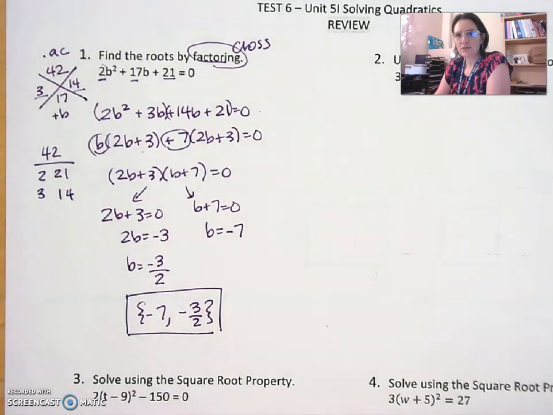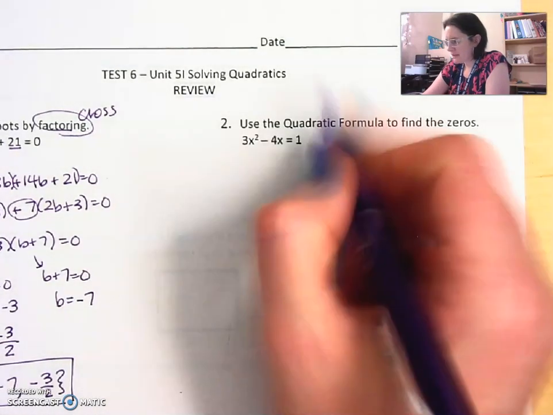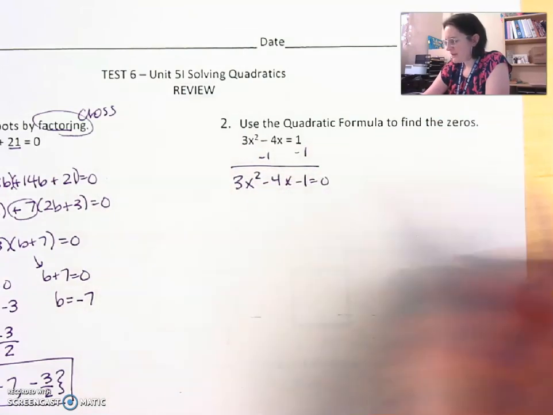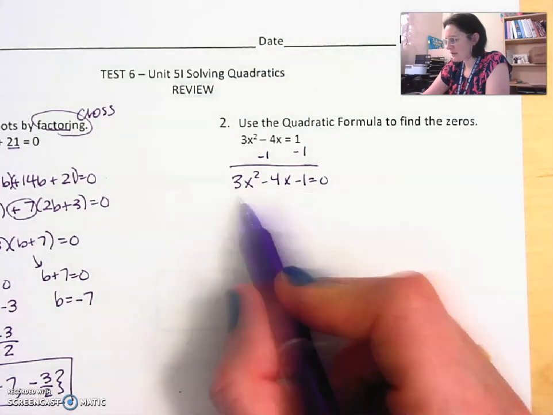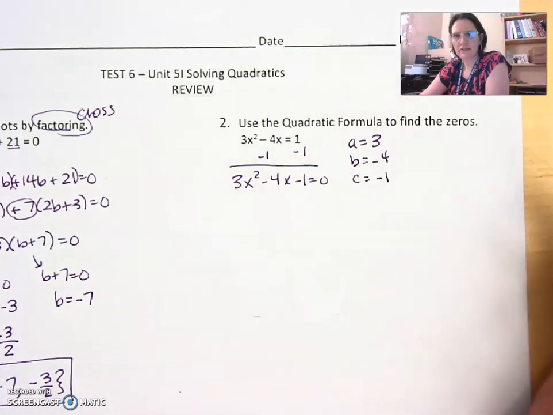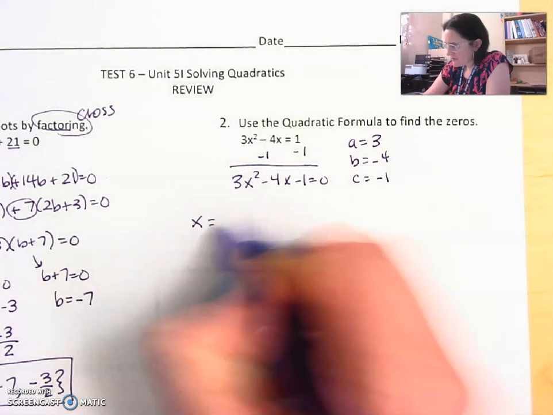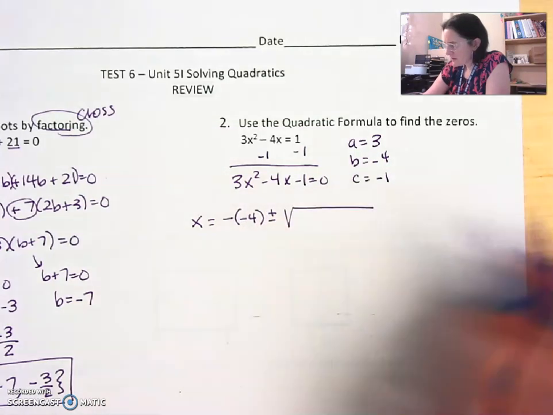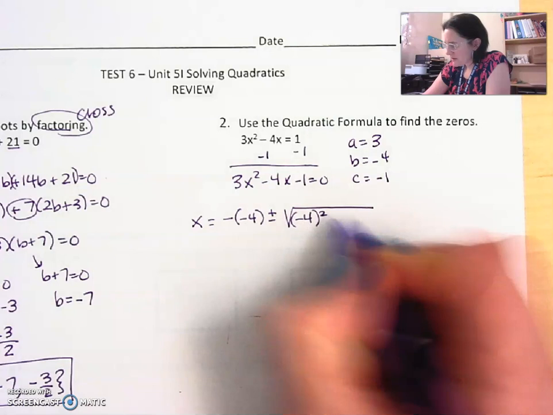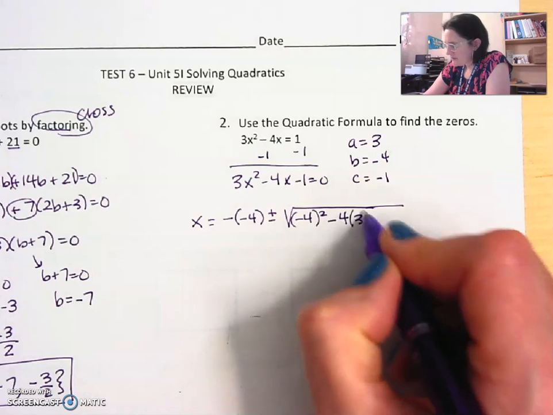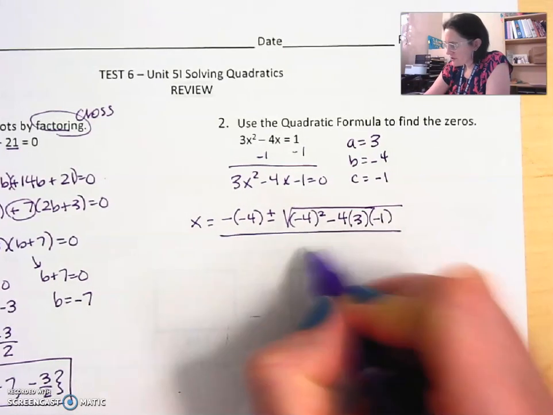Number 2 says to use the quadratic formula. So first you want to have it set equal to 0. Then be sure you're in standard form, and now figure out your A, B, and C. A is 3, B is -4, C is -1. So plugging that in, I have negative B, so that's -4, plus or minus the square root of B squared minus 4, that 4 is from the formula, times A, C, all over 2A.